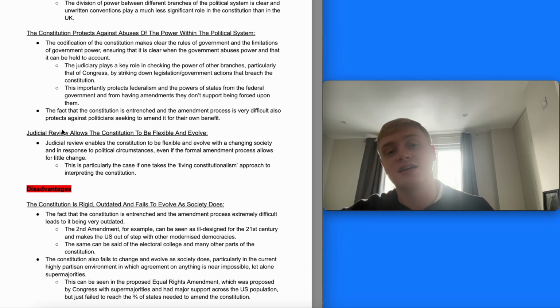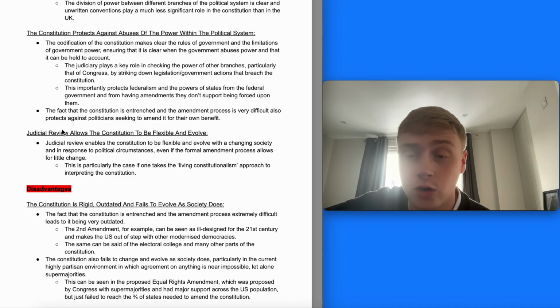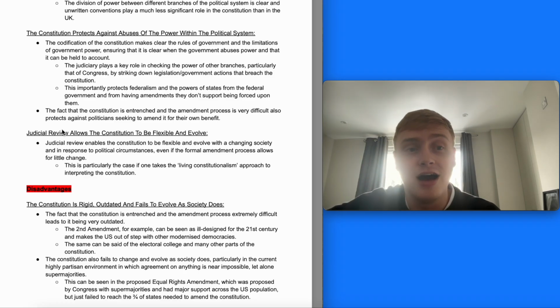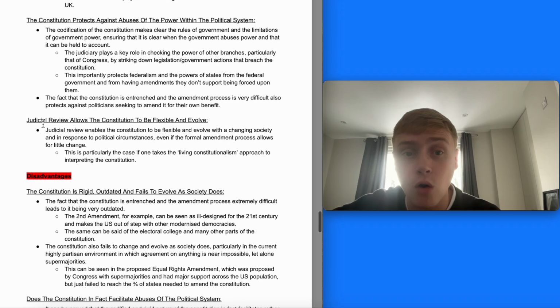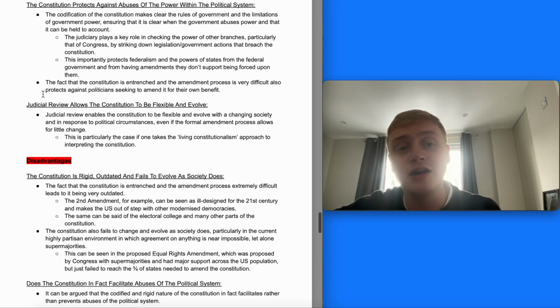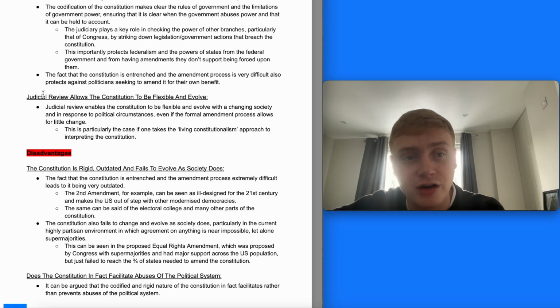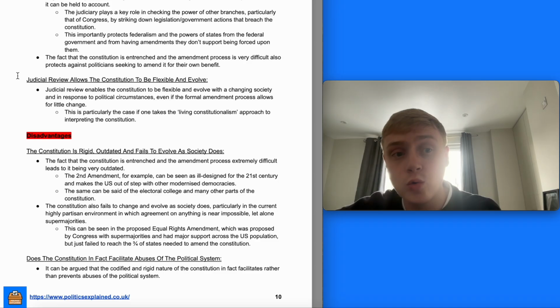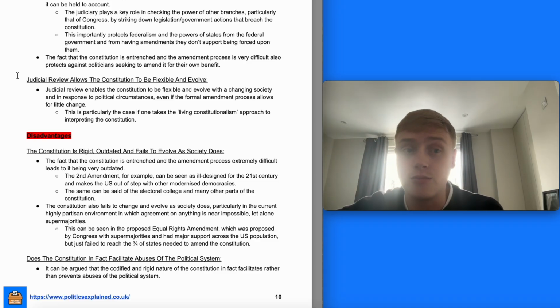The Constitution also protects against abuses of power within the political system. Because the rules of government and the limitations of government power are very clear, it's clear when the government abuses power and it can be held to account. The judiciary plays a key role in checking the power of other branches, particularly that of Congress, by striking down legislation that breaches the Constitution. This is really important in protecting federalism and the power of the states from the federal government, and from having amendments or laws that they don't support being forced upon them. The fact that the Constitution is entrenched and the amendment process is very difficult also protects against politicians seeking to amend it for their own benefit.